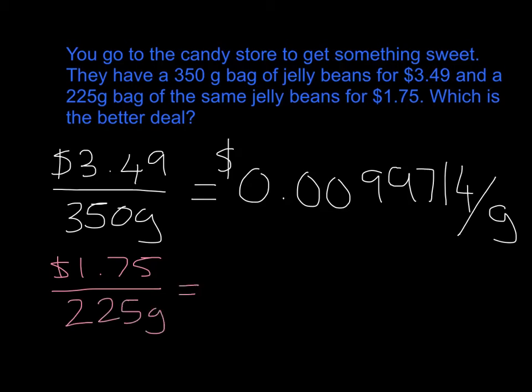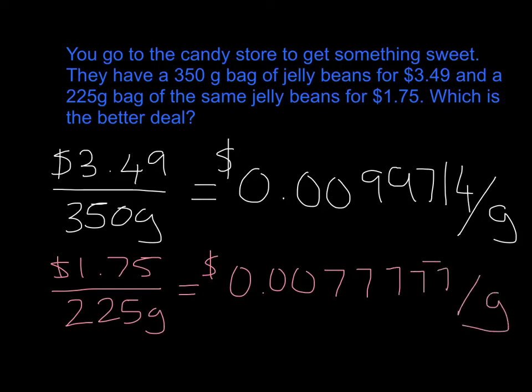And again, I know that this means to divide, so I'm going to pop those numbers into my calculator, and I'm going to divide them up and see what I get. So 1.75 divided by 225, and I get a price of 0.00777, and the 7s are continuous, per gram.